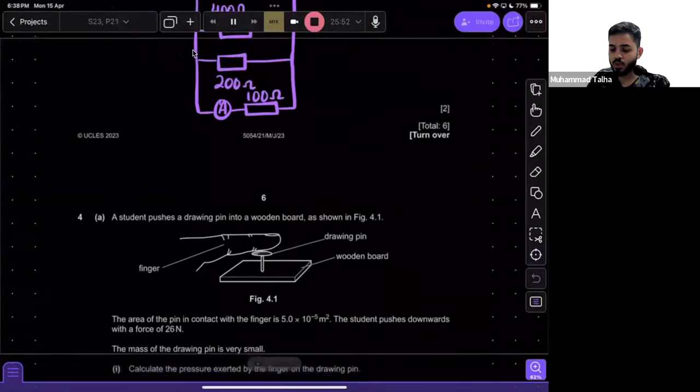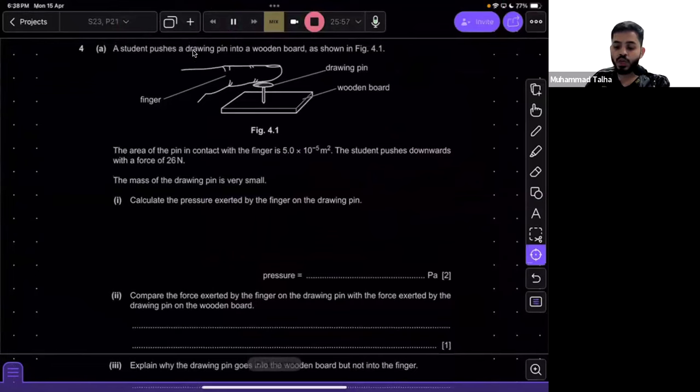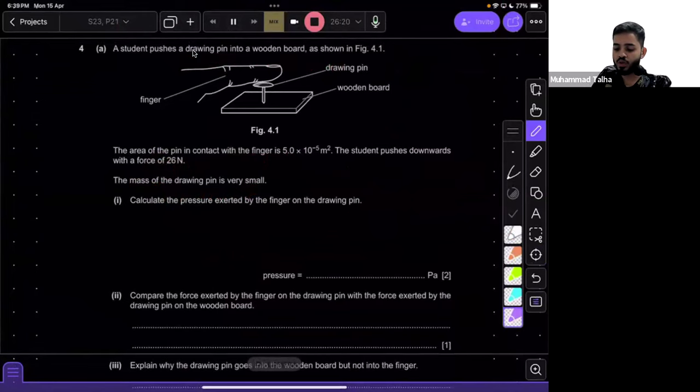So we're done with 3 questions in 25 minutes, not too bad. A student pushes a drawing pin into a wooden board as shown in 4.1. The area of the pin in contact with the finger is this much. The student pushes downwards with a force of 26 Newton. The mass of the drawing pin is very small, so we are supposed to ignore this. Calculate the pressure exerted by the finger on the drawing pin. Very straightforward. We know the formula for pressure is force over area, right?